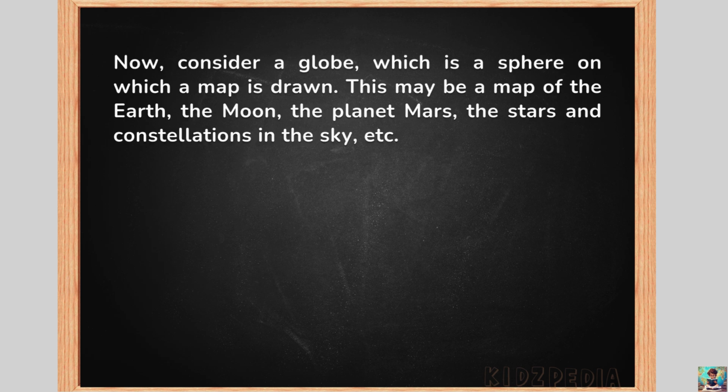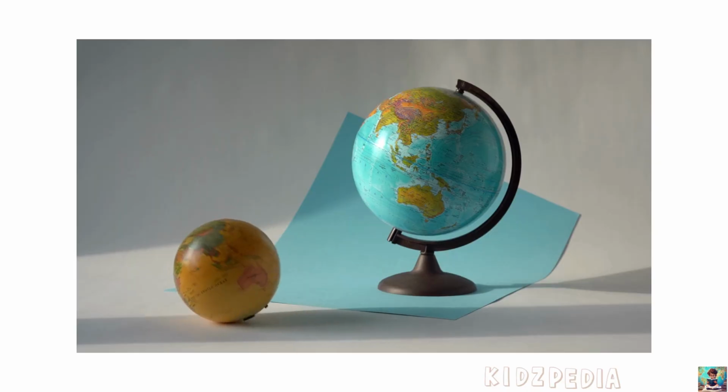Now, consider a globe, which is a sphere on which a map is drawn. This may be a map of the Earth, the Moon, the planet Mars, the stars and constellations in the sky, etc.